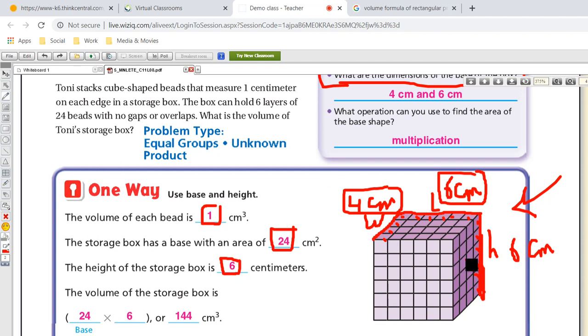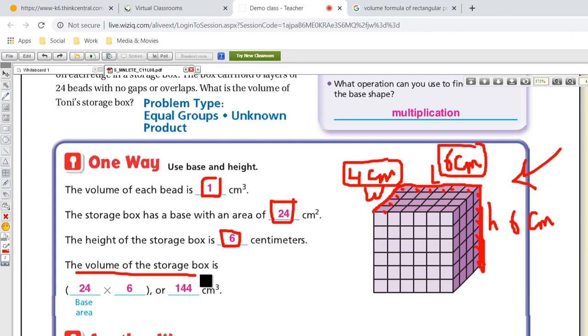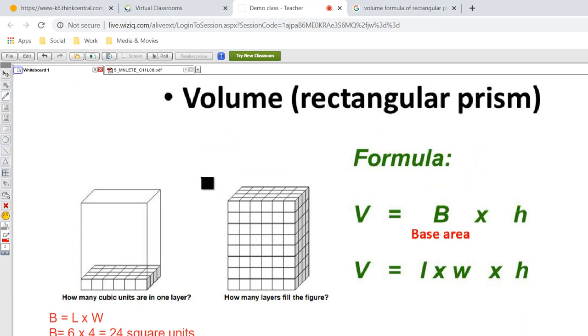So we have length, width, height. As we said before, if you want to get the volume of any solid figure, you have to multiply the 3 dimensions, which are width, length, and height. Okay, so the volume of the storage box is 24, which is the base area, multiplied by the height, which is 6, equals 144 cubic centimeters. So we have a very important formula to get the volume of a rectangular prism.